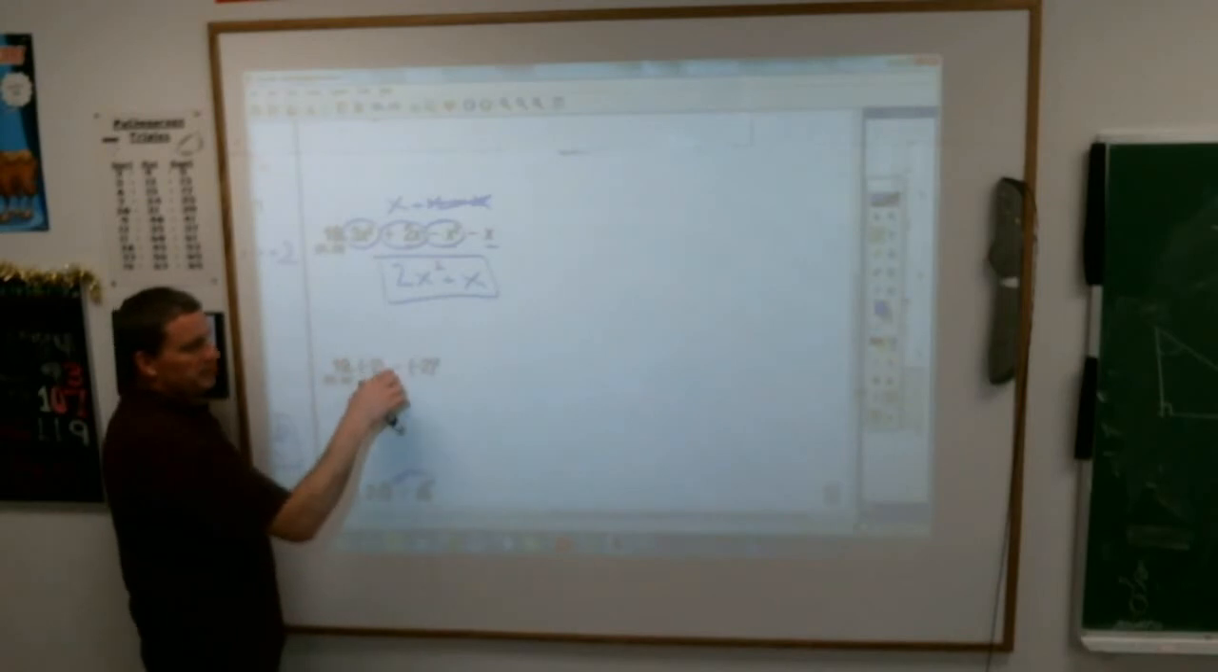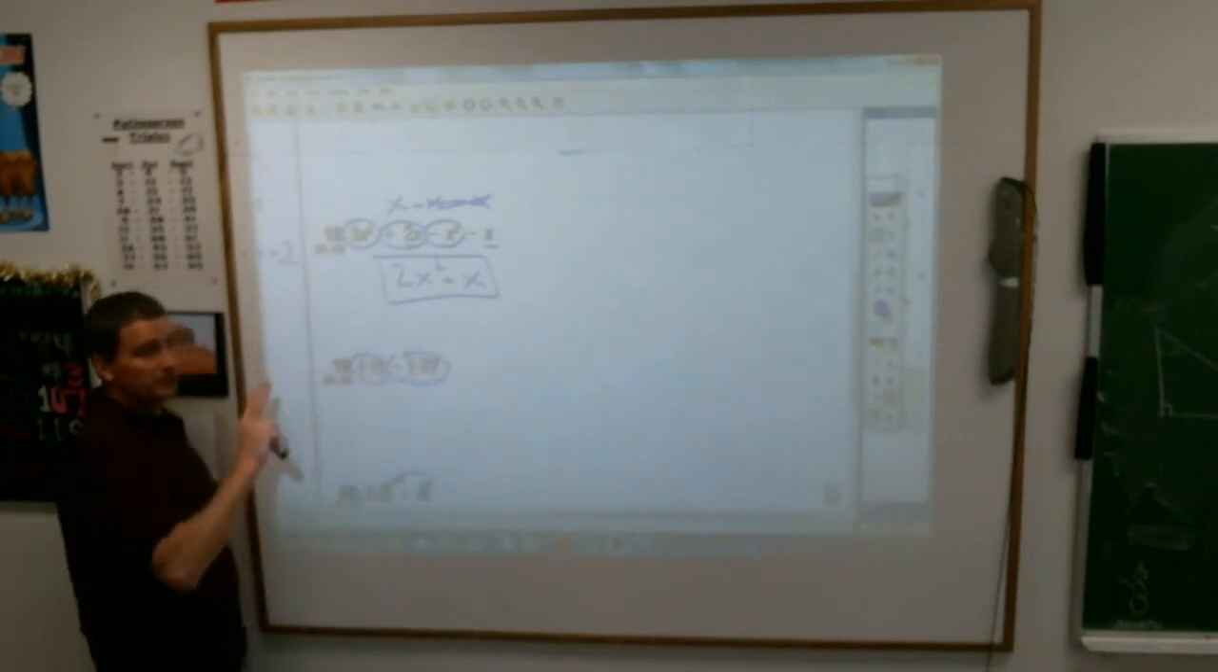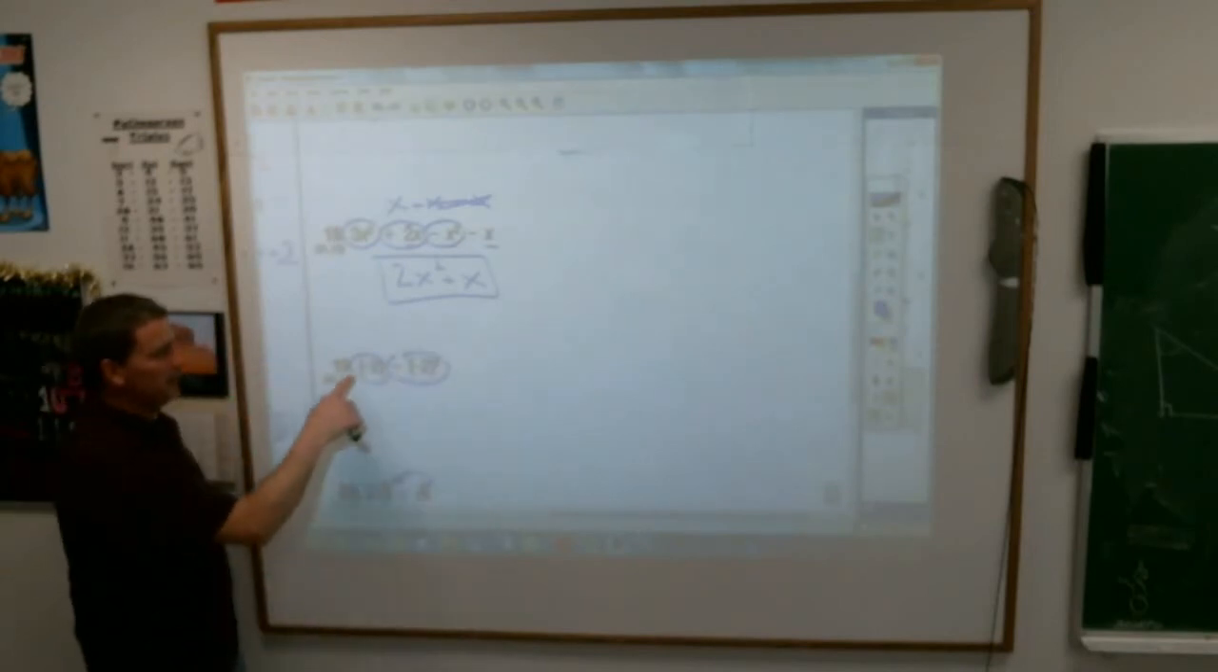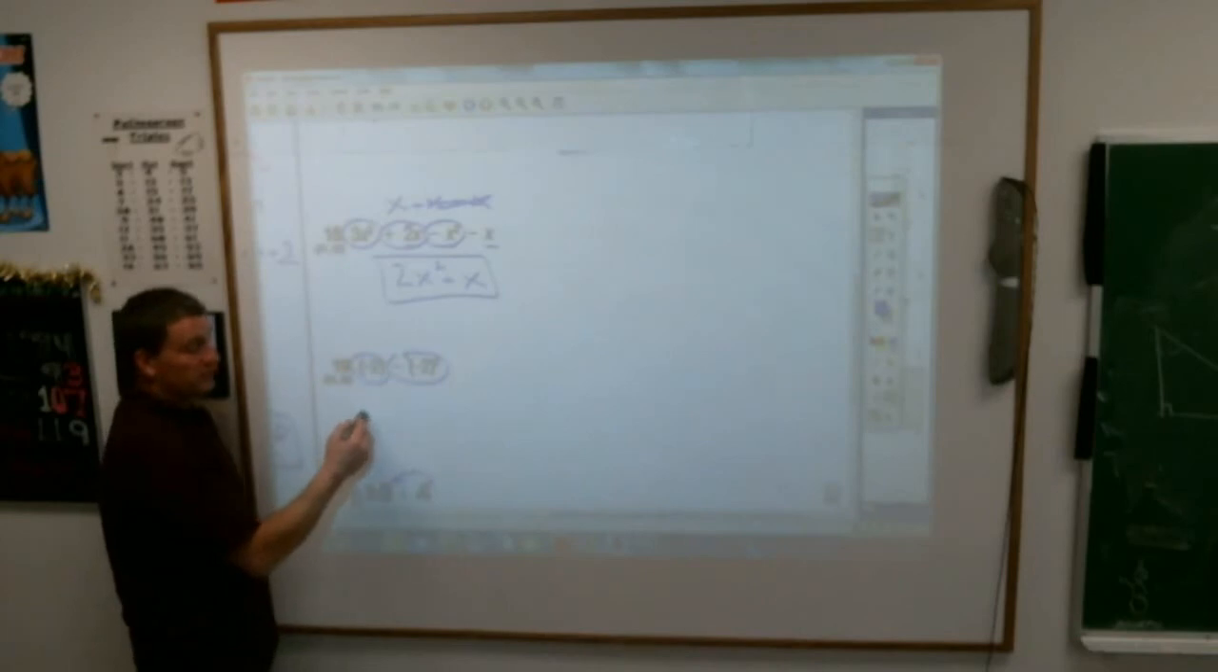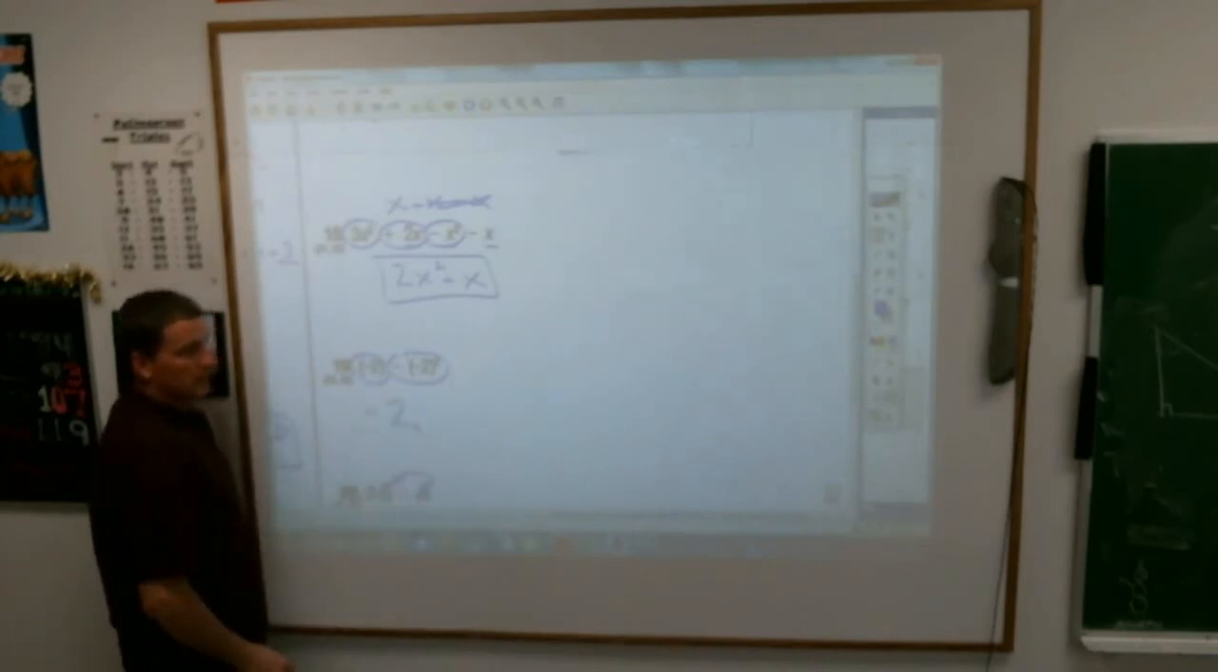2 different parts because of addition subtraction signs not in parentheses. This and this become 2 numbers that you either add or subtract, whatever they end up being. This has no other signs in front of it, so it just stays a minus 2.